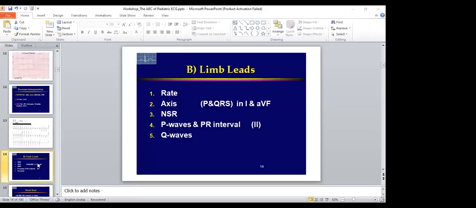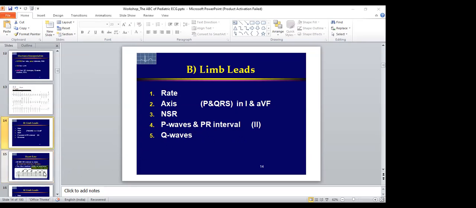Yeah. So first is limb lead, second is chest lead. In limb lead, we calculate rate, axis, normal sinus rhythm, P wave, PR interval, Q wave. For calculation of axis, we choose lead 1 and AVF. For P waves and PR interval, we choose lead 2. Technically, we see Q wave normally in lead 3. So what is the relevance of lead 1? Axis in lead 1, P wave and PR interval in lead 2, and Q wave in lead 3.